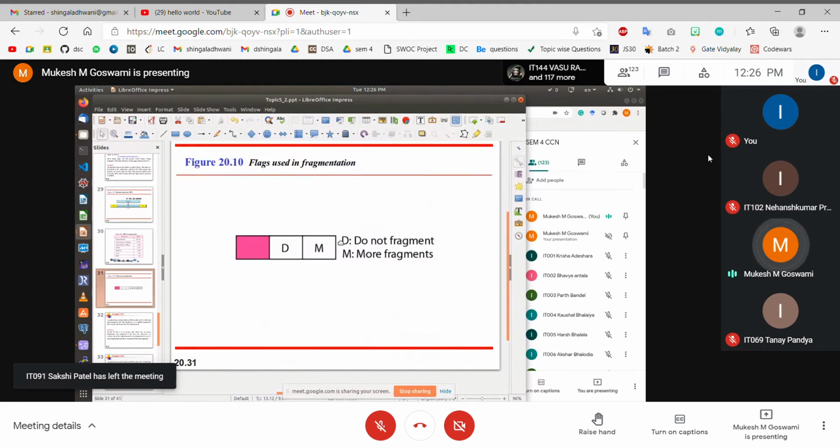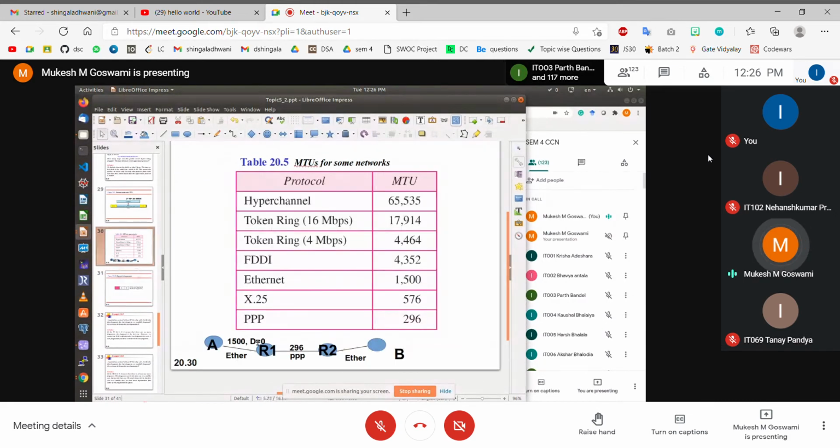The second bit is the more fragments bit. If more fragment is equal to 1, it indicates there are more fragments. So this is not the last fragment; there are more fragments to come in. And if this particular bit is equal to 0, then it indicates that this is the last fragment in the sequence. Right? So when you divide a packet into sub packets, say there are 8 sub packets, there is a sequence like first fragment, second fragment, third fragment, fourth fragment, and likewise the 8th fragment. So the 8th fragment is basically the last fragment.